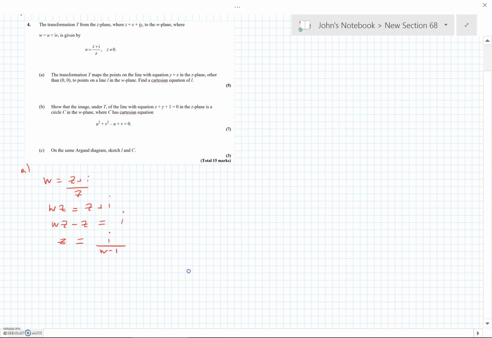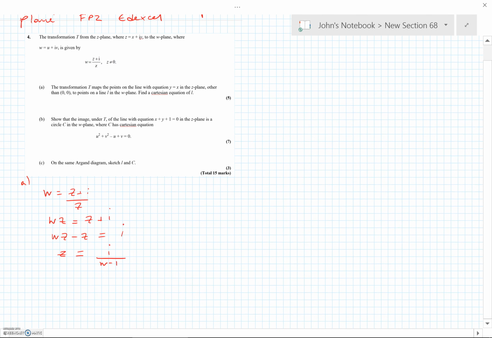Okay, so now what I'm going to do is sub in u plus iv and then compare our original locus to the final locus and see what we can do. So let's sub in u plus iv because that's what we've got. Our z numbers, z is x plus iy, and our w plane is our u plus iv. So let's sub in u plus iv minus 1.